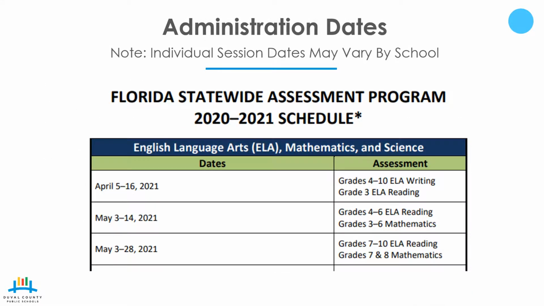To say that this year has been challenging would be an immense understatement. The administration dates here are the most updated administration dates we have available, but keep in mind that they may change again. Additionally, these dates are going to vary by your school. Keep in mind that if you have a 6th grader, their testing window for FSA reading is a little bit shorter than grades 7 through 10.